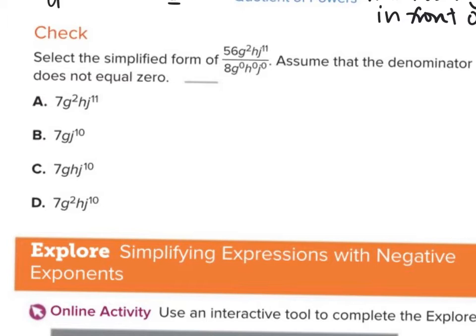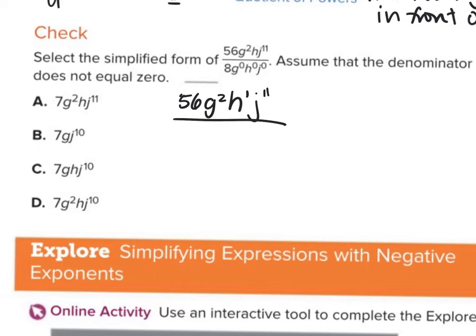Okay, so think about everything that has a 0, we're going to make a what? 0 power makes that become what? 1. So I'm just going to replace everything we can. So 56, G to the 2nd, H. What can I put if there's no exponent? Like the H doesn't have an exponent. 1. So I like to write that so we don't forget it. J to the 11th.